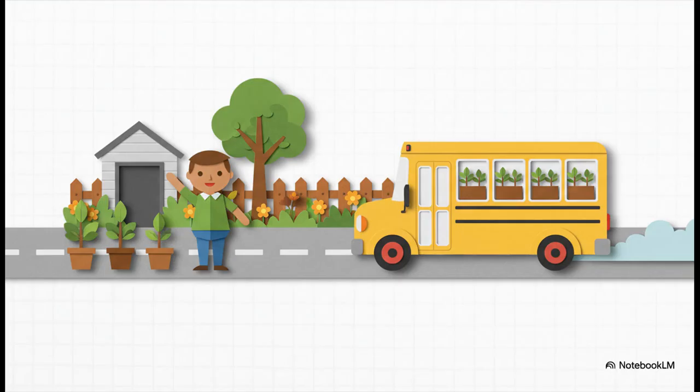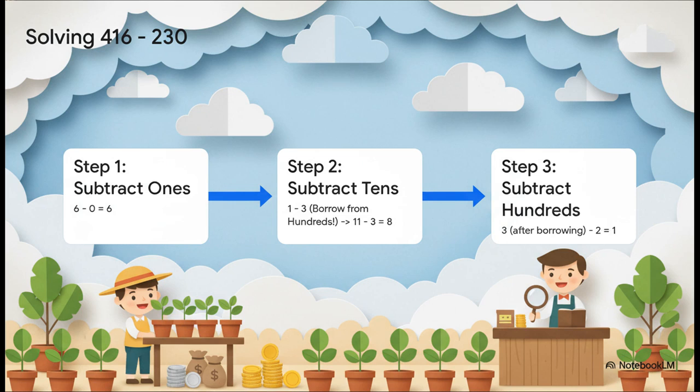So a school nearby wants to plant a garden, and they've asked Kishan for 230 saplings. He's so happy to help them. But now we need to figure out how many will be left. Remember, kids, that word left is almost always a secret clue that we need to subtract. Okay, so we start with our total, 416, and we need to take away 230.